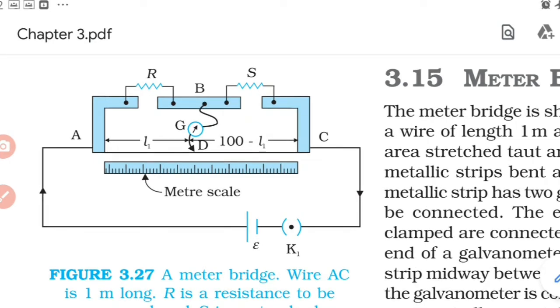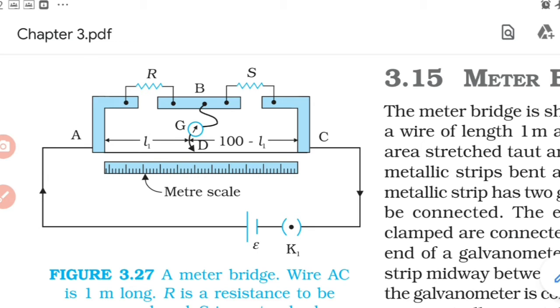So D is not a fixed connection. It is a sliding connection, a sliding contact actually. It is not a fixed contact. A and C are fixed contacts. All other contacts, B also, are fixed. Only D is sliding. Okay.